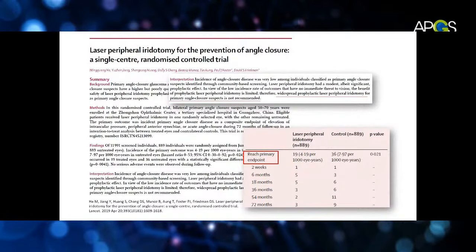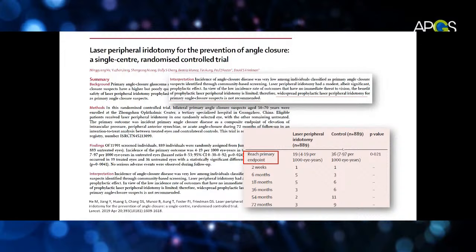They conducted a pretty long-term clinical trial lasting 72 months, involving nearly 900 individuals with PACS. And what they found is actually very interesting. They reported the incidence of PAC development or acute angle closure development is very low. The endpoint they are looking at is the development of either PAC or acute angle closure. So the numbers we're looking at here, 19 in the LPI group, 36 in the control group, are about the development of PAC or AAC.